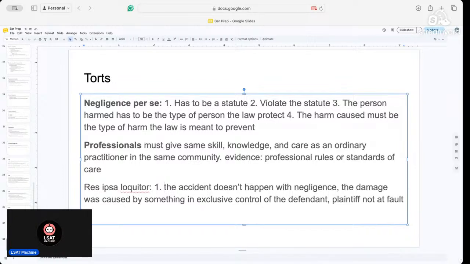So anyway, the three things to prove for res ipsa are: the accident wouldn't have happened, the accident really only happens when there's negligence; the thing that caused the accident must be in the exclusive control of the defendant; and I already forget the third thing. I'm not going to forget the third thing. The third thing, I'm looking up at the ceiling right now, so I don't know exactly. The third thing, it has to be in control. And it was not any fault of the plaintiff. Nice. Okay.